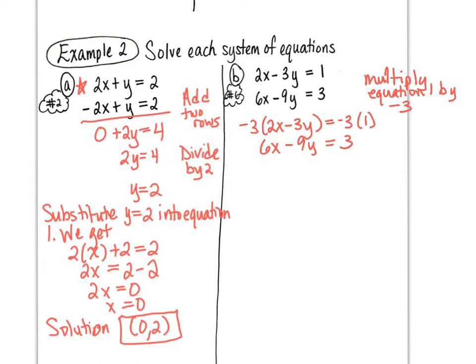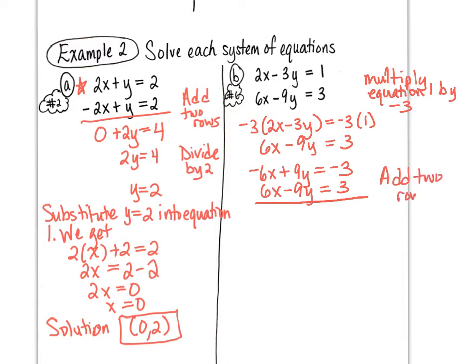Distributing the -3, now what do we get? Negative 6x, equals -3. Good. And then our second equation stays the same. And now we do what? Now we add. Okay, so now we add the two rows. What do we get?